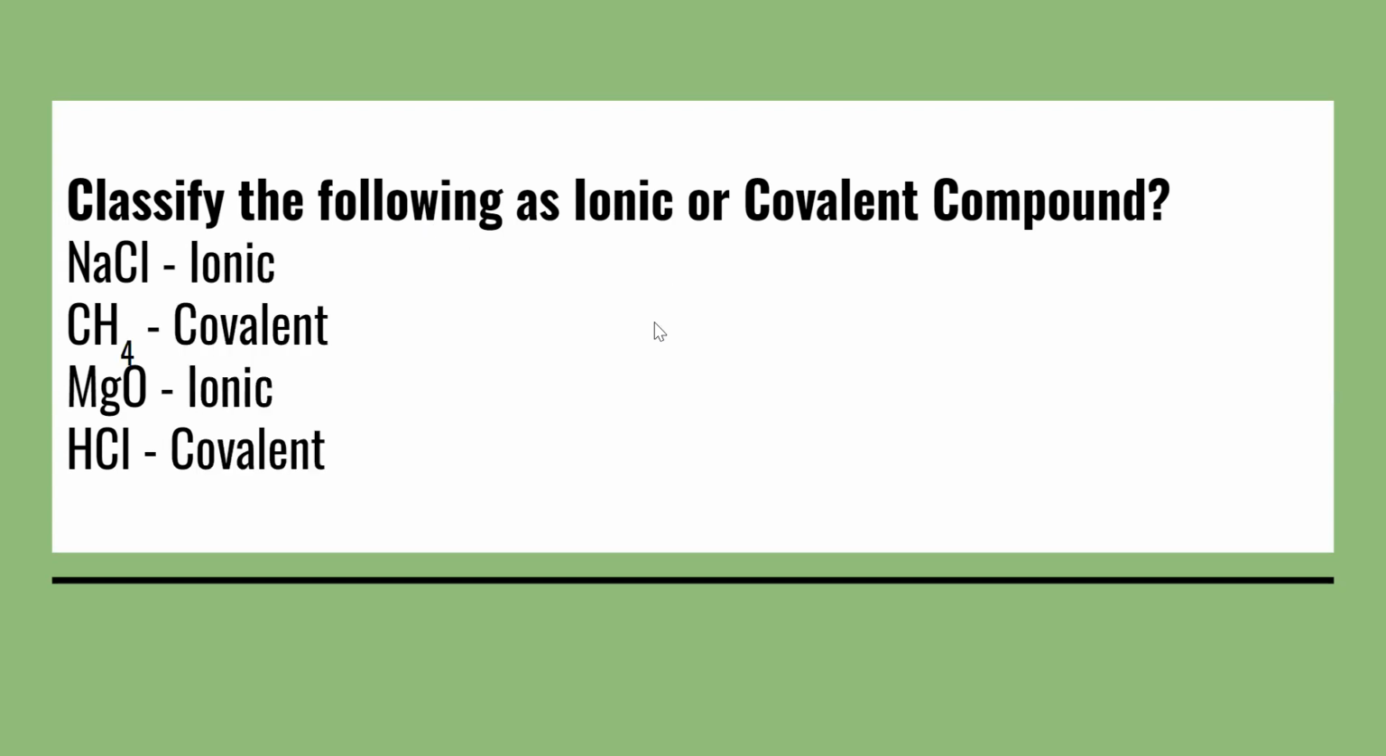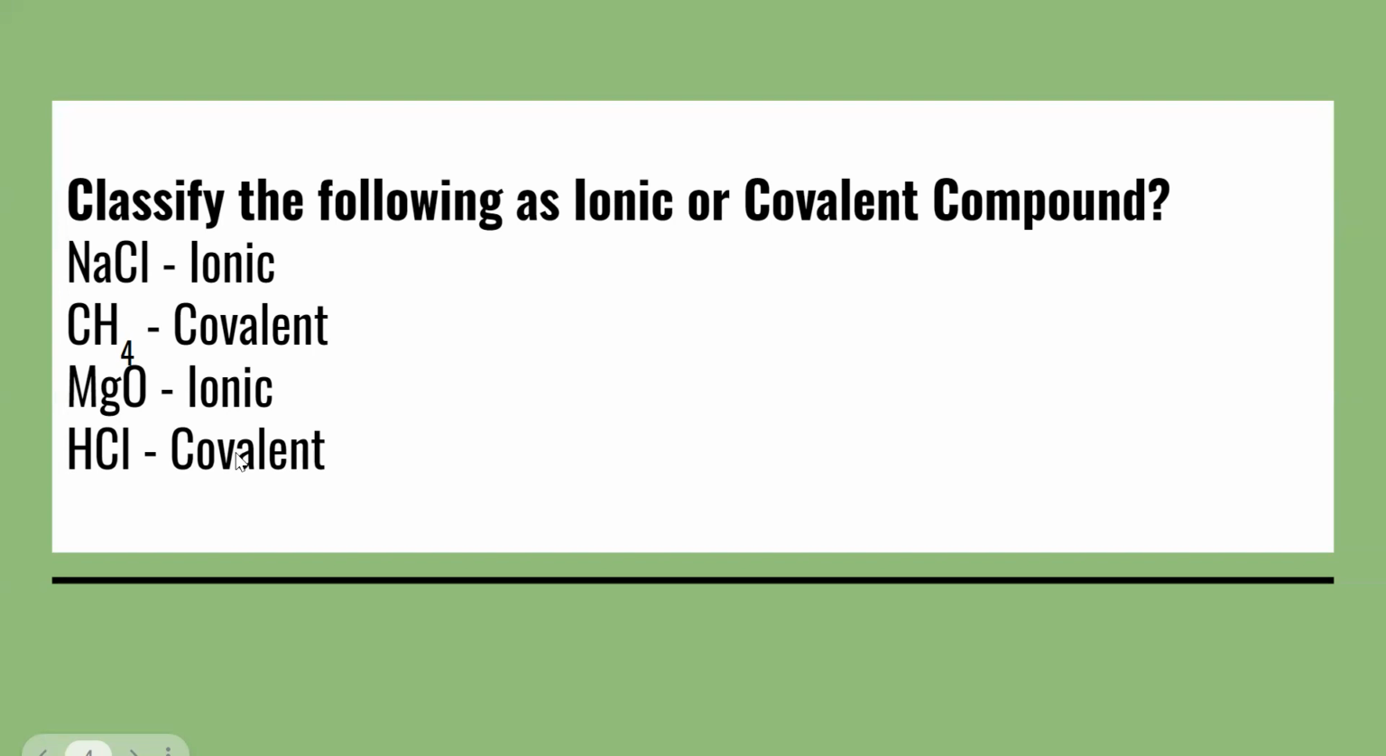So here we go. Remember, ionic compound is formed between metal and non-metal and involves transfer of electron, while covalent compounds are formed by sharing of electrons between non-metals. So sodium chloride is ionic, carbon tetrahydride or methane, the common name, is covalent. Magnesium oxide is ionic, hydrochloric acid is covalent.